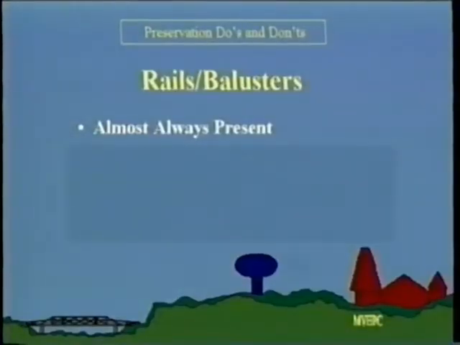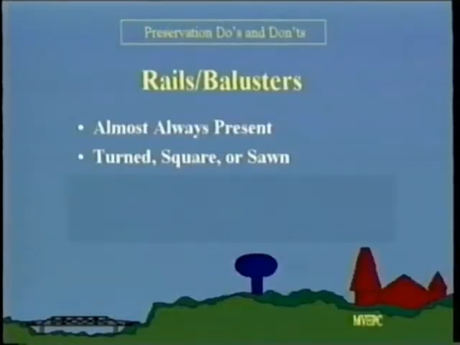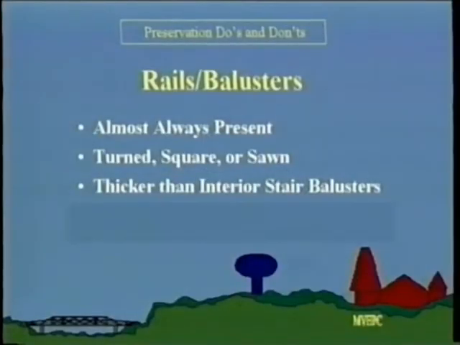Rails and balusters, they're almost always present. Dick pointed out one example where there wasn't one, and you see a couple in town where it may have been debatable whether there was a rail or not. But for the most part, you always have rails or balustrades. They can be turned, square, or solid. They're usually thicker and shorter than typical stair parts. That's why we generally don't recommend using stair pieces in your porch. They just don't have the same proportions.